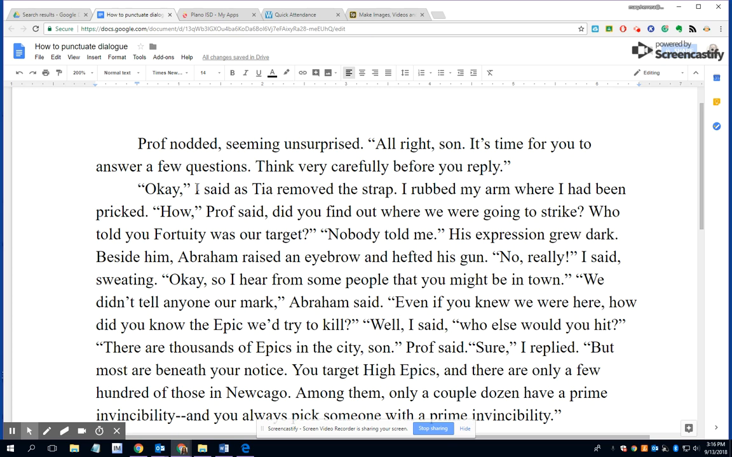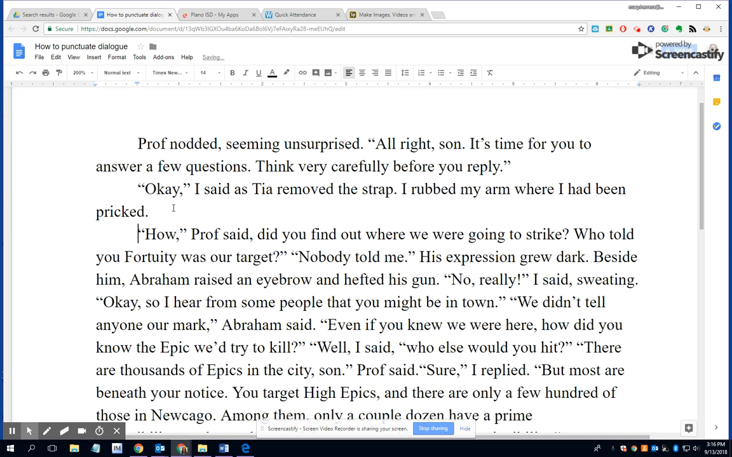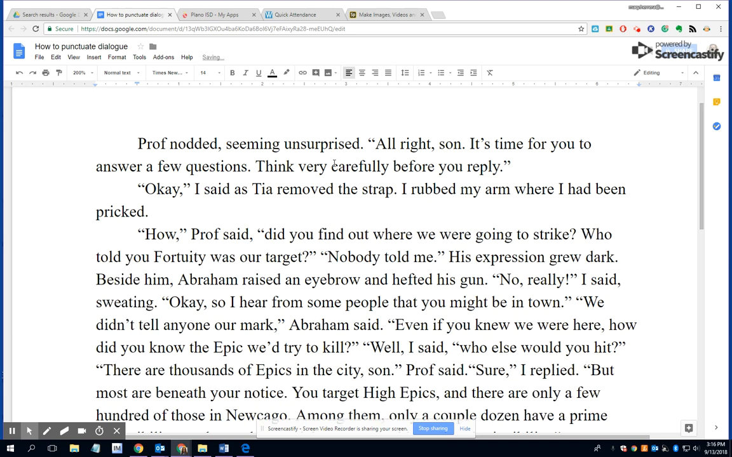So, okay, I said, as Tia removed the strap, I rubbed my arm where I had been pricked. They took a sample of his blood. And now we have Prof talking again. So I'm going to press enter again, because every time a new person starts talking, you're going to press enter. Okay? So how? Prof said, did you find, oh, and I need quotation marks here. So you add a quotation with a space before and no space after it when you're opening the quotation marks. Okay.